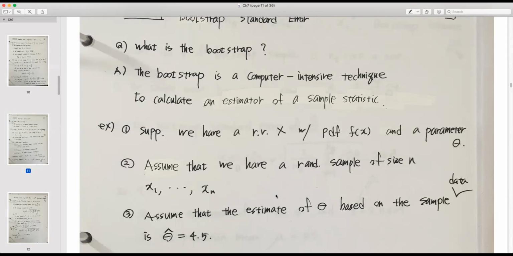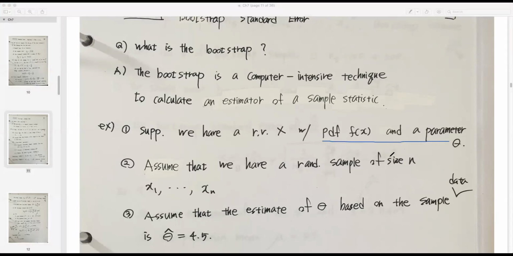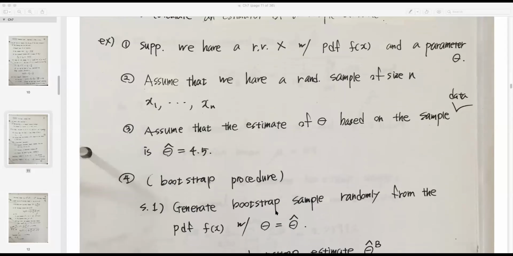PDF f of x and the parameter theta, and then we assume we have a random sample of size n, x1 through xn. Keep in mind these x1 through xn are considered random variables, right? Theta is a parameter, and we want to estimate theta based on the sample data. So theta hat is 4.5, and this is the estimate of theta.